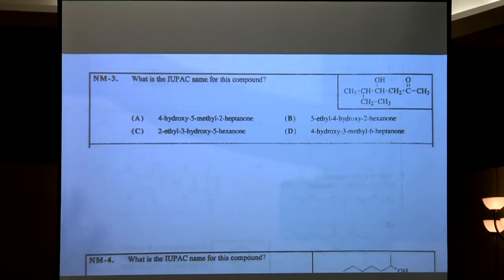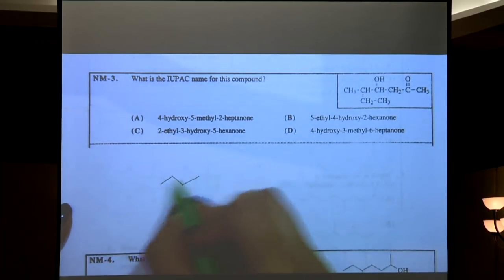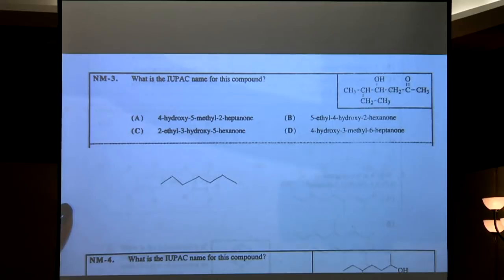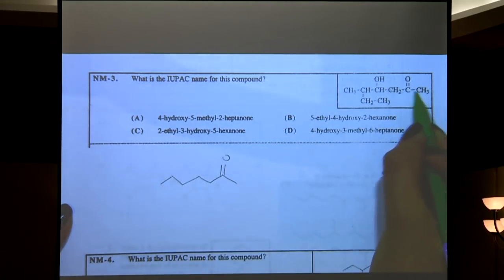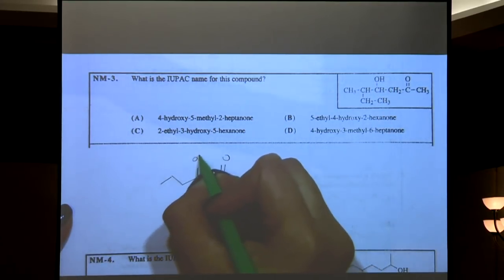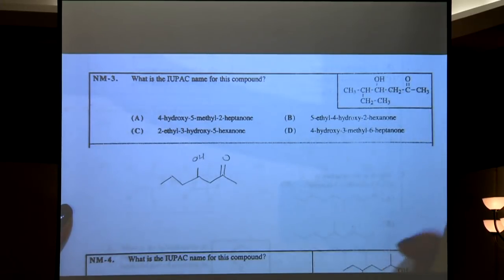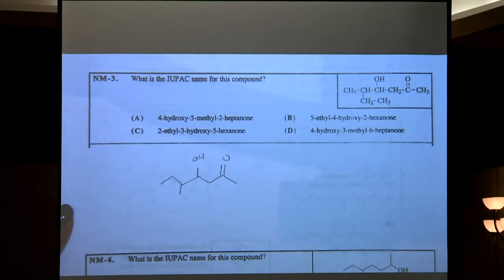What is the IUPAC name for this compound? Usually I don't like how it looks when they have the carbons all drawn out, so I draw the skeletal structure and then name it from there. Here I have 1, 2, 3, 4, 5, 6, 7 carbons. On number 2 I have a ketone, and on 4 there's an alcohol, OH. Is everyone good with that?